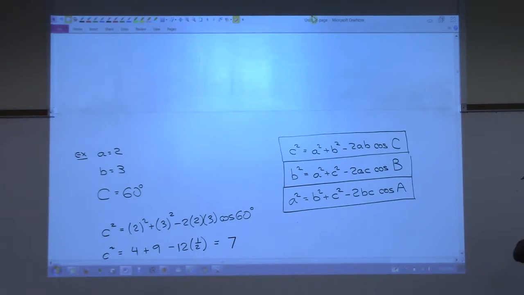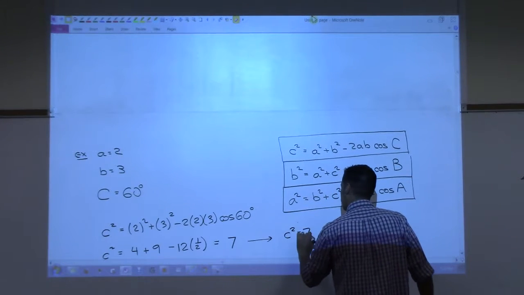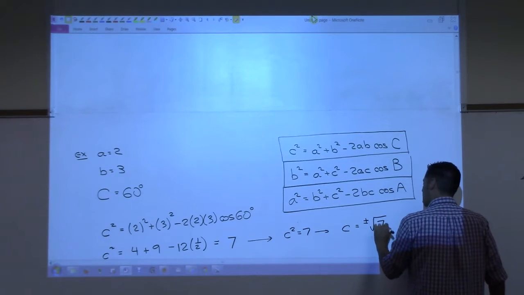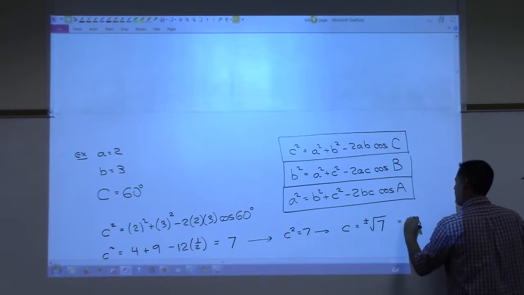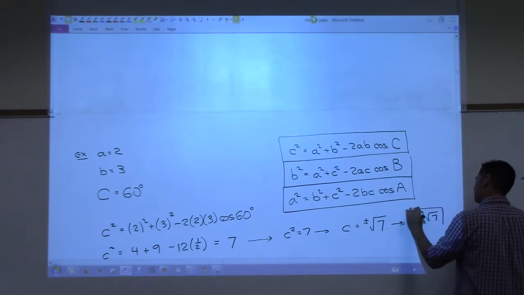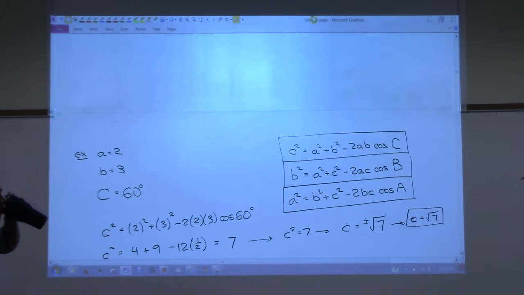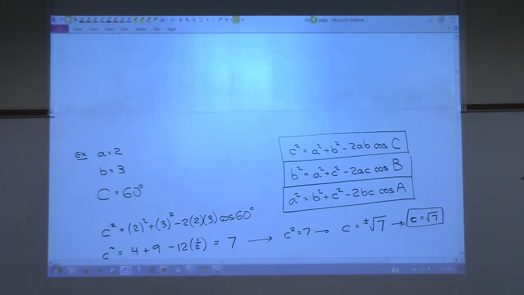We're going to have to do plus or minus, right? Because we are going to take a square root. So c squared equals 7, which means c is equal to plus or minus root 7. But c is the length of a side of a triangle. So it's positive. So it's got to be the plus. C equals root 7. And now that you have that, you can use law of sines to do the rest. Yeah, if we want to continue the rest of the triangle, now we have little c.